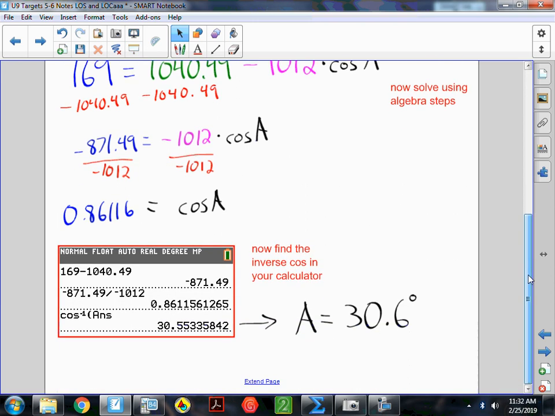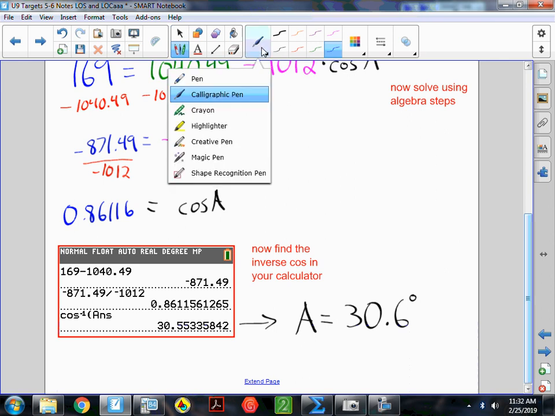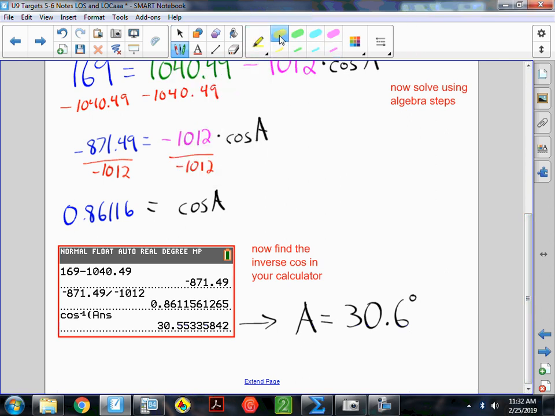We have to do that inverse. Notice here that I did use the answer feature on the calculator instead of typing in a rounded decimal. If you're not going to use the answer feature, then you need to try to use like 5 or 6 decimal places so that you get the same rounded answer as us. And so we did all of that to find A. Inverse cosine of that decimal, A is 30.6 degrees.